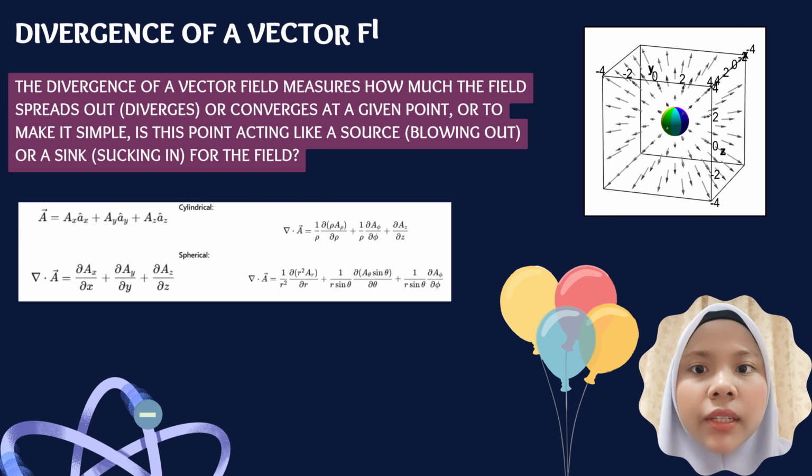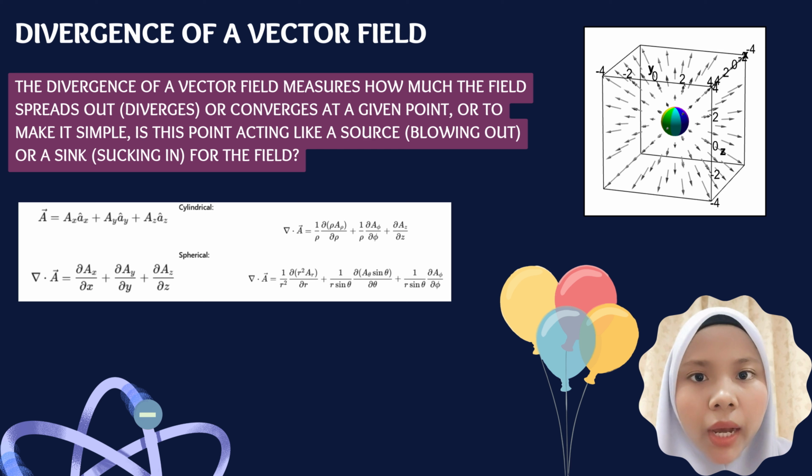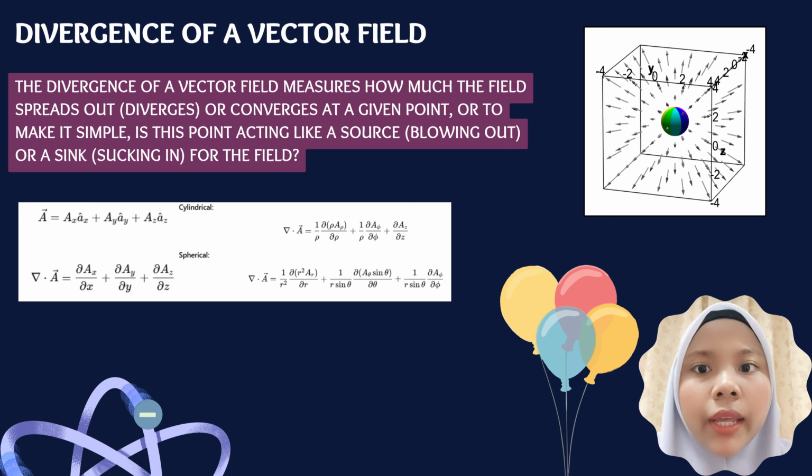Next, the divergence of a vector field. Divergence tells us how much the field is going out or coming in at a point. For example, you can imagine placing a tiny balloon in the vector field. If it's positive, the field is going out, like a balloon inflating. If negative, the balloon is going in, like a balloon deflating. If nothing changes, it is zero divergence. This helps us know if the point acts like a source, a sink, or stays neutral.